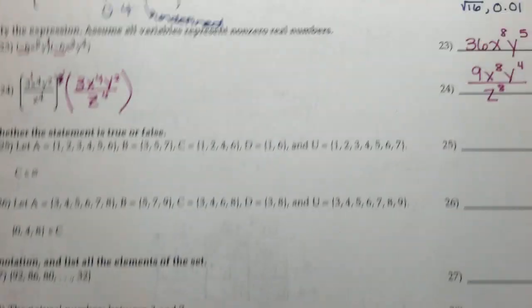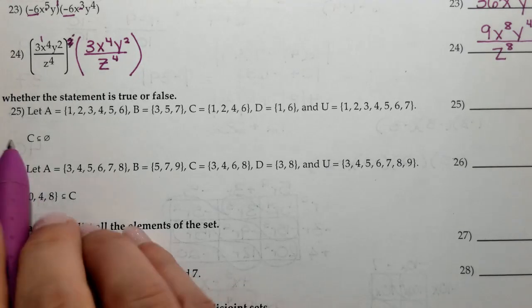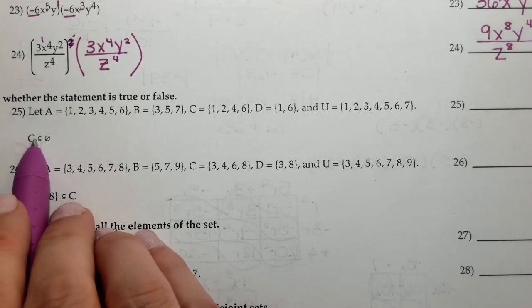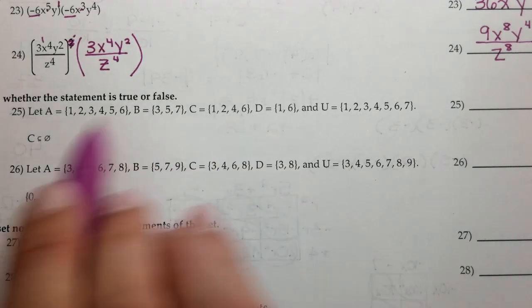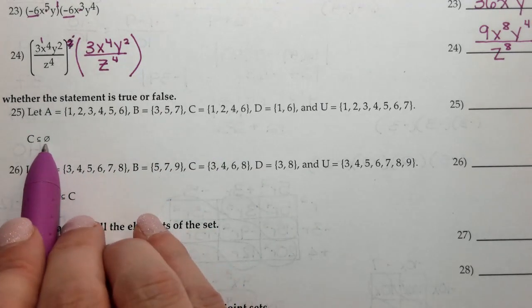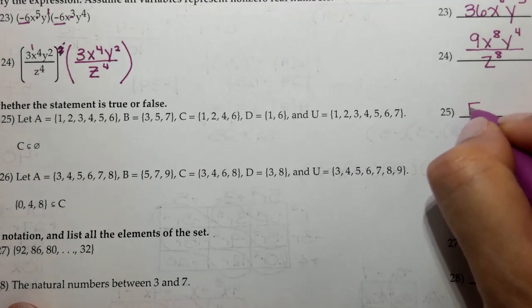Tell whether the statement is true or false. So C, this symbol means subset of the empty set. Well, C has elements in it, so it can't be an element or a subset of the empty set, because this has nothing in it. So this one is false.